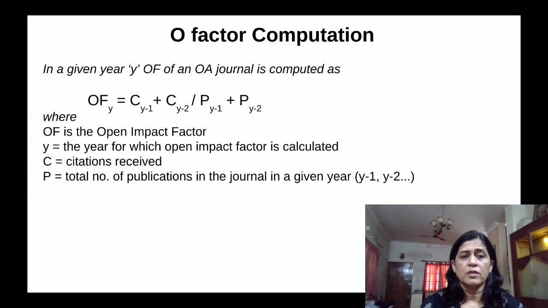So computation. In a given year Y, OF of an OA journal is computed as OF_Y = (C_Y-1 + C_Y-2) / (P_Y-1 + P_Y-2), where OF is the open impact factor, Y is the year for which the open impact factor is calculated, C are the citations received, P is the total number of publications in the journal in a given year, Y minus 1 and Y minus 2, etc.